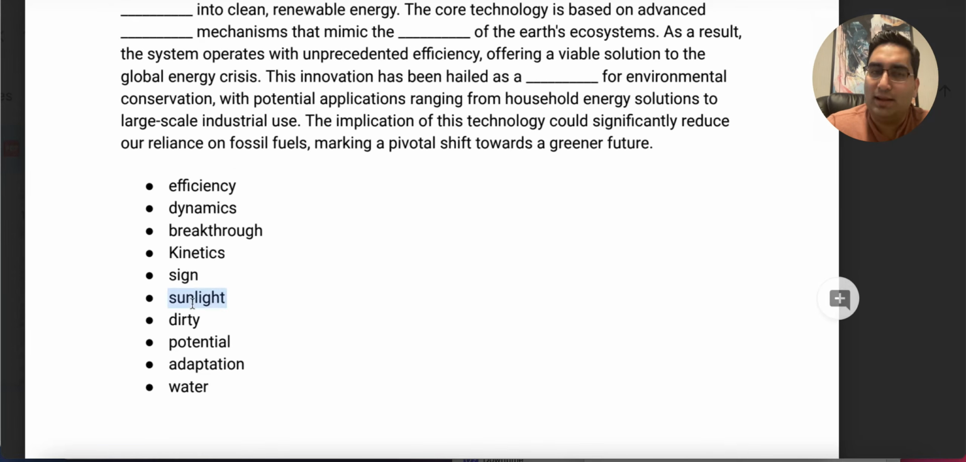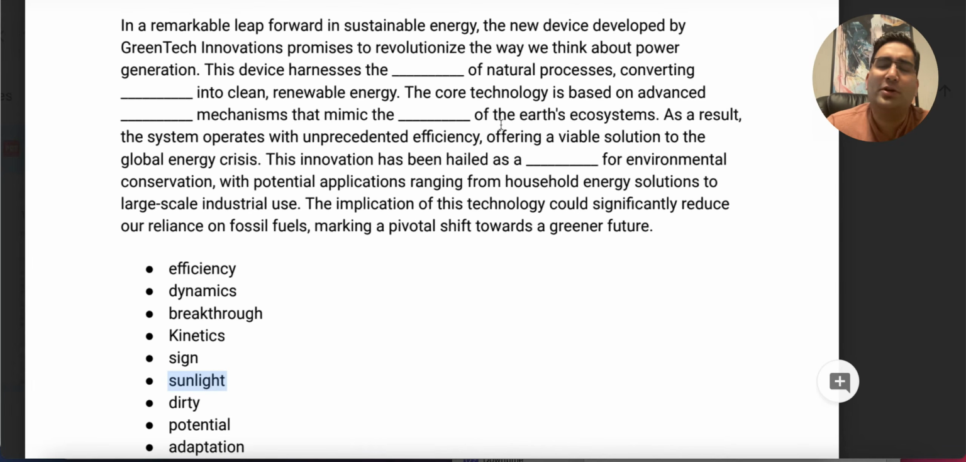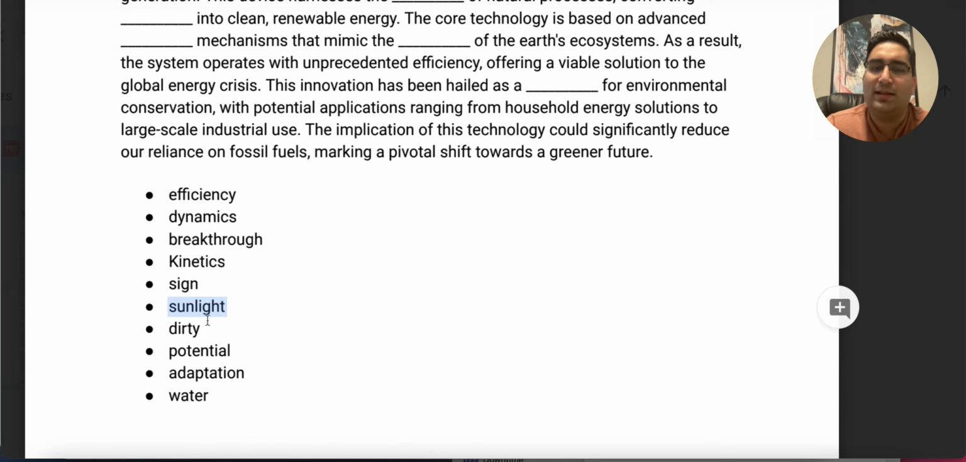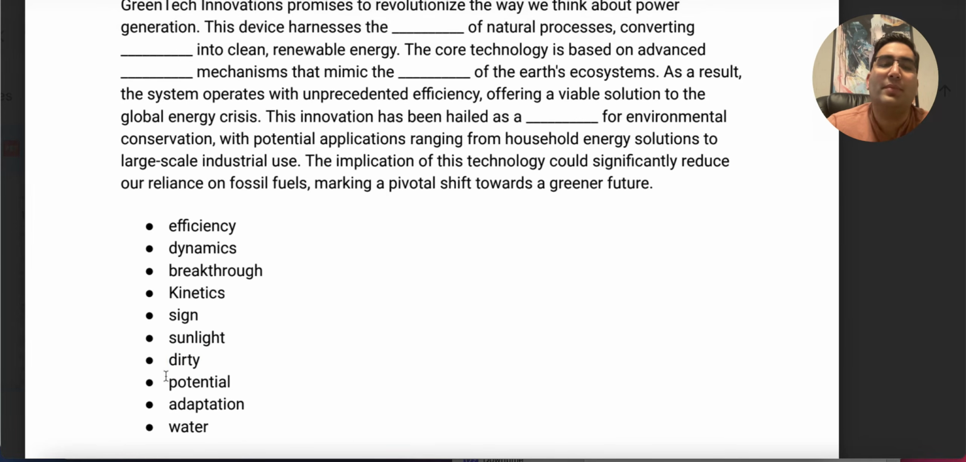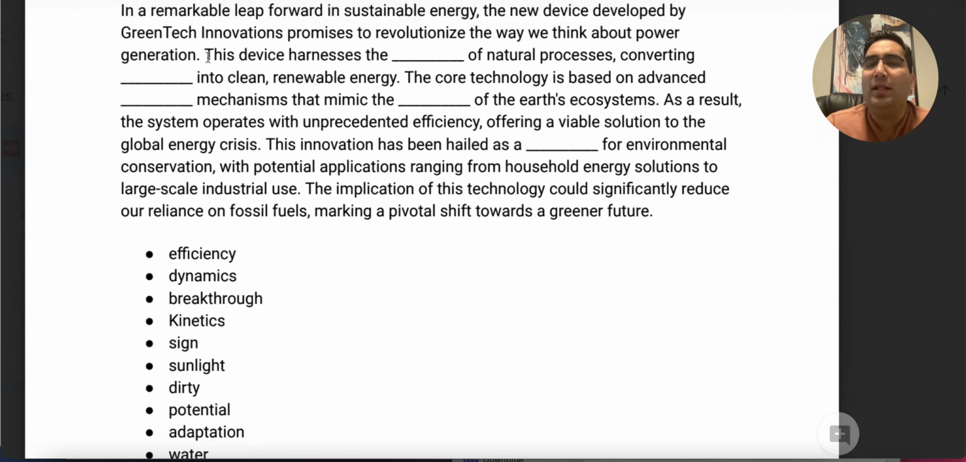Harness the sunlight of natural processes. Processes don't have sunlight, only the sun has sunlight. Harness the dirty, no. Adjectives won't go there because it's not a quality that we're describing. Harness the potential, very close. And harness the adaptation of natural processes. That could work too. Adaptation would work if we're talking about getting into a new environment, changing the course of the environment. Now, if I look at that, let me just rule that out.